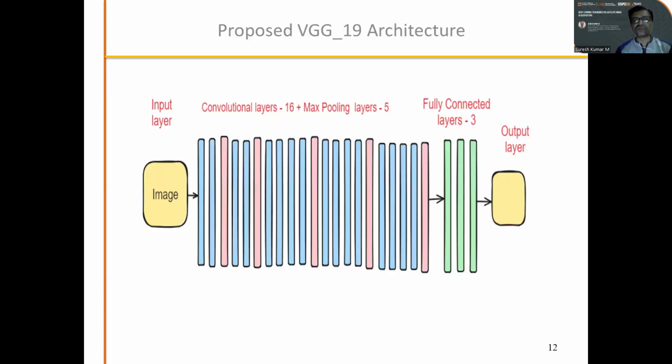And this is the proposed VGG 19 architecture. So convolution layers 16 plus max pooling layers 5. See, the groupings have been done here. Blue color indicates convolution layers, red color means max pooling layers, and green color means connected layers or classification layers. So 5 groups have been created using the convolution layers and max pooling layers. And finally, there are 3 connected layers which are used for classification.